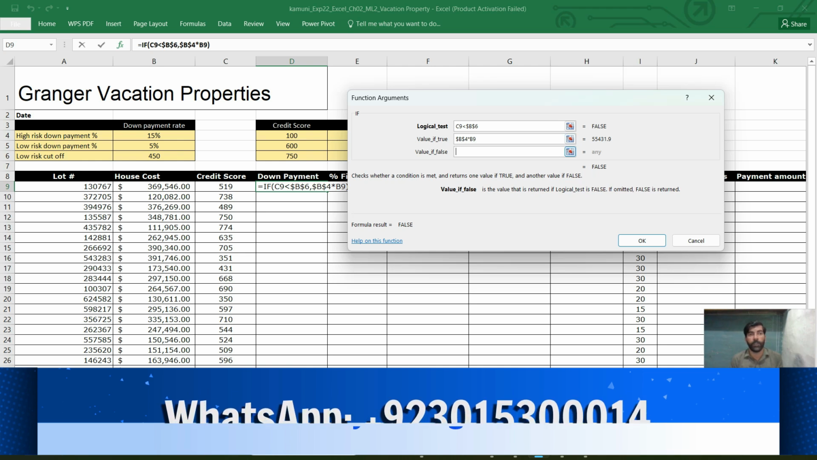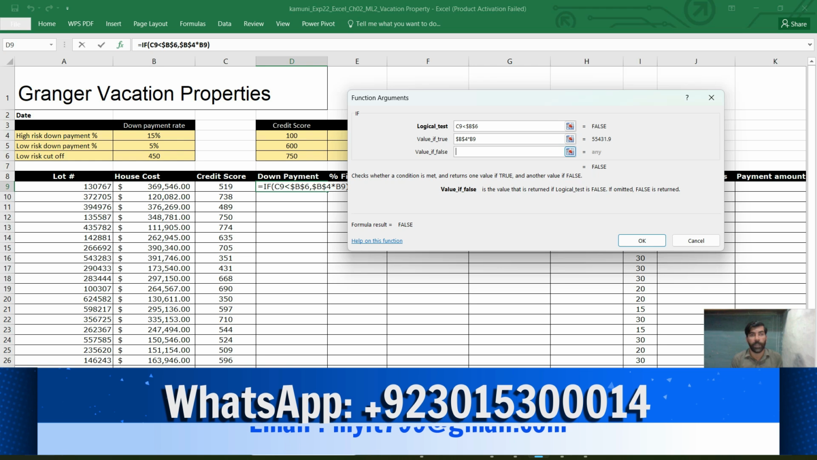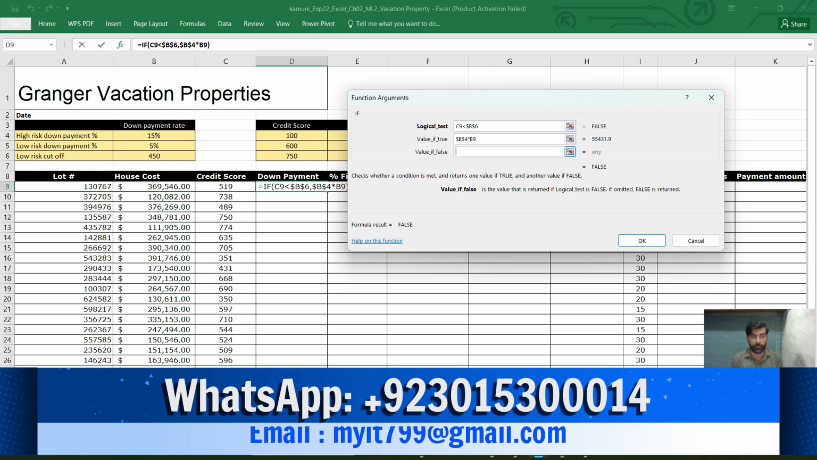Here in the logical value true, we have to multiply purchase price with 15%, and then if false, we have to multiply 5%, meaning low risk, multiplied with purchase price, and we also applied a reference.